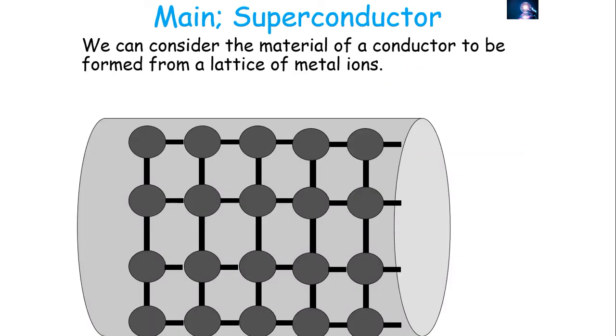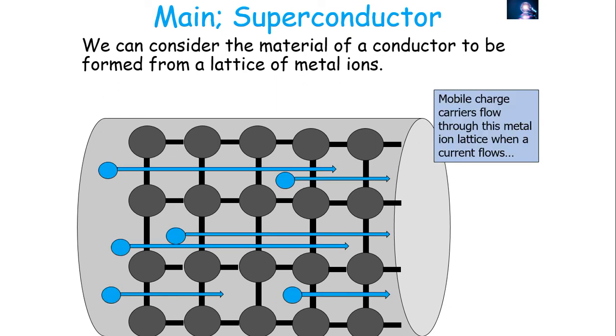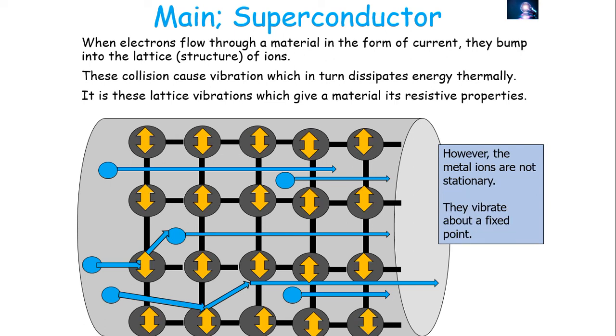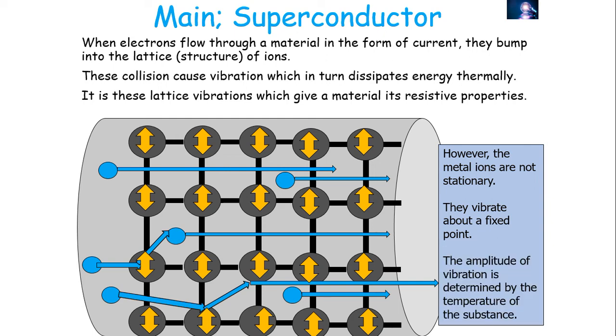Now, we can consider the material of a conductor to be formed from a lattice of metal ions. Mobile charge carriers flow through this metal ion lattice when a current flows. When the electrons flow through the material and form a current, they bump into the lattice of the ions. These collisions cause vibrations, which in turn dissipate the energy thermally. So it's these lattice vibrations which give a material its resistivity properties. So the collisions between the metal ions and the mobile charge carriers lead to resistance. Now, the metal ions in reality are not stationary, they vibrate about a fixed point. The amplitude of said vibration is determined by the temperature of the substance.